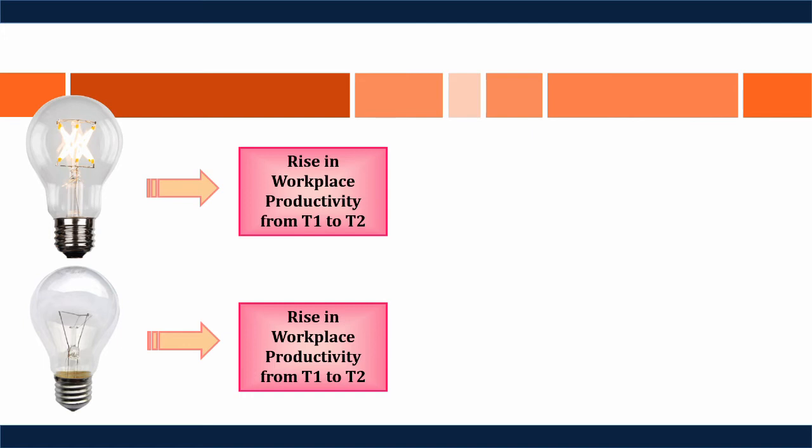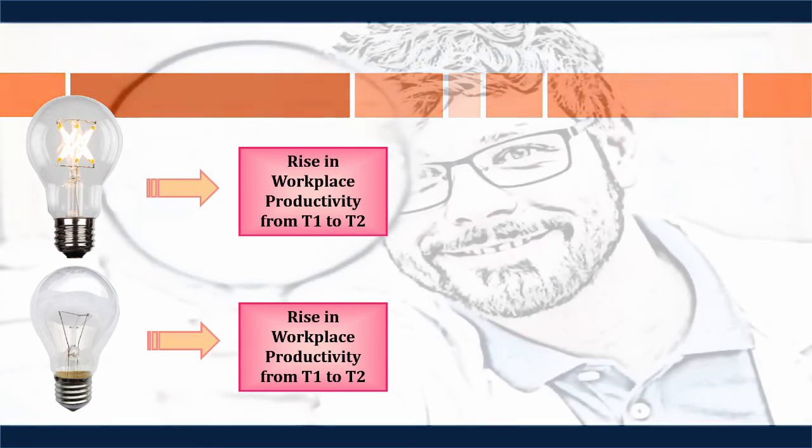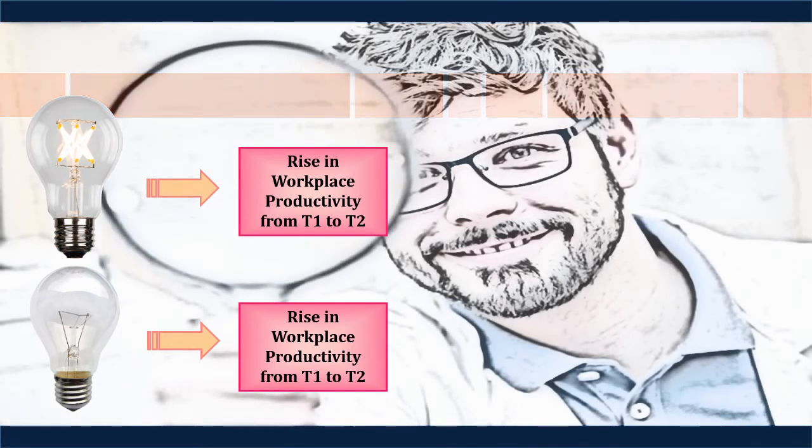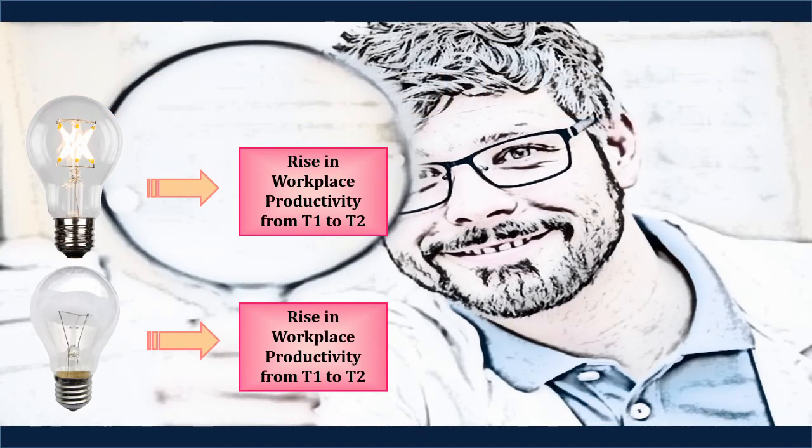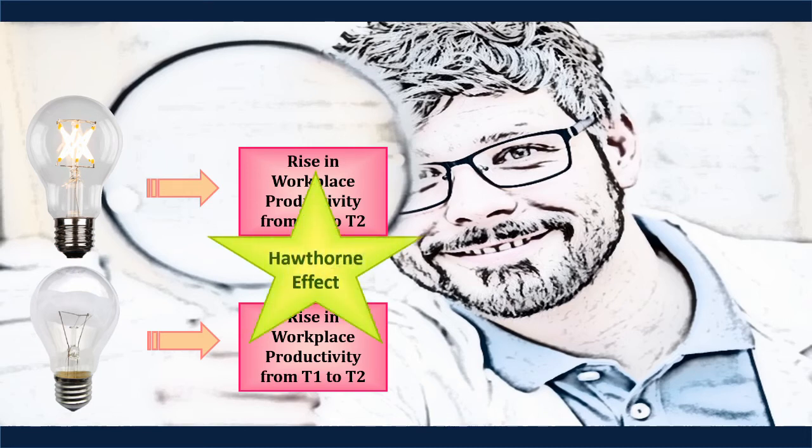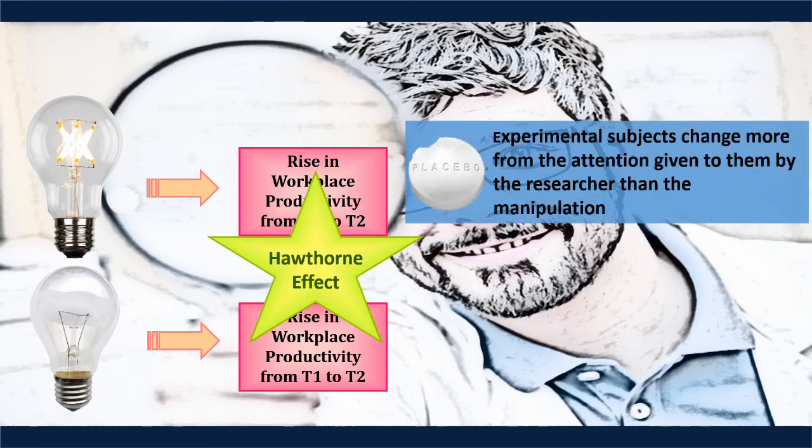The increased productivity was credited to the increased attention on workers who were being observed as participants in the research study. We call the better performance of participants as a function of being in a study the Hawthorne effect. It's also why in clinical drug trials, we have to give some patients a placebo or sugar pill to rule out self-reports of better health from being participants in a study.